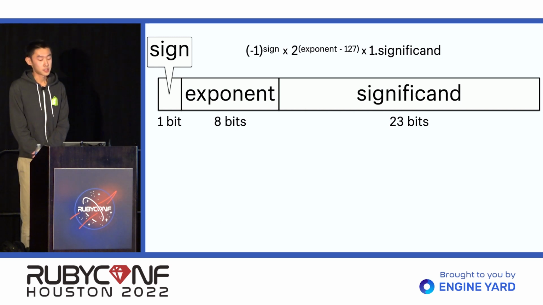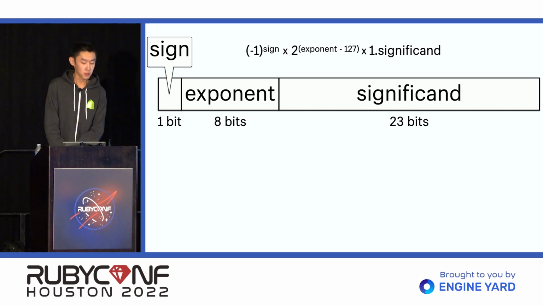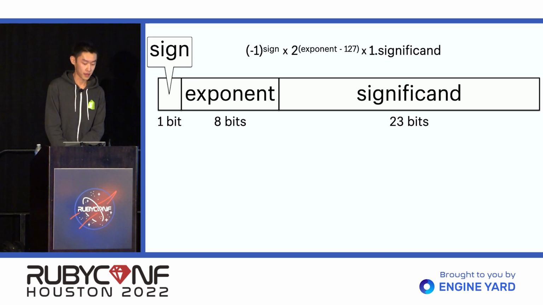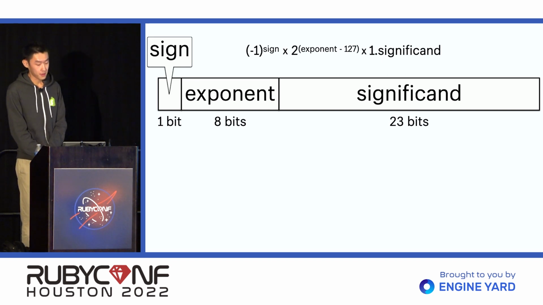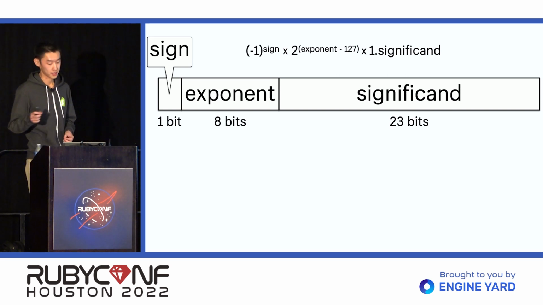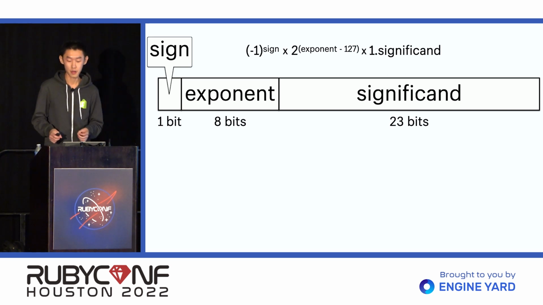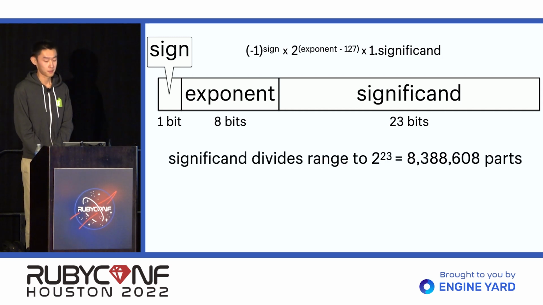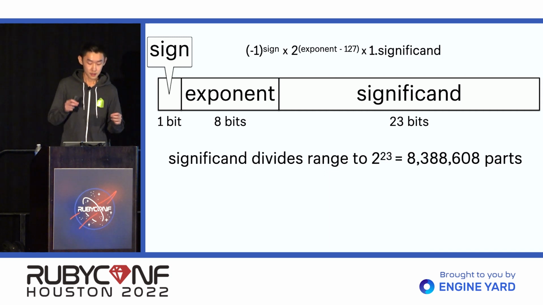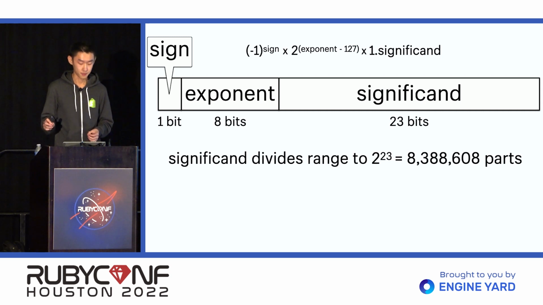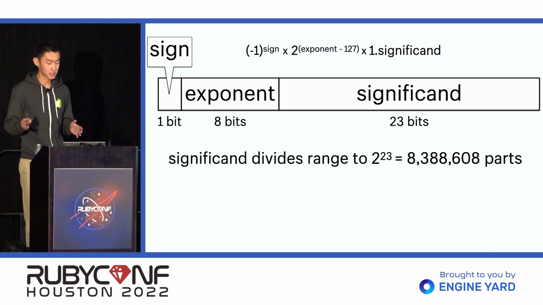Now that we know the range that the floating point number is in from the exponent part, the significand tells us where the number is in the range. Using 23 bits, the significand can range between 0 and 2 to the power of 23 minus 1. This divides the range into 2 to the power of 23 parts, which is about 8.4 million parts. The significand tells us how far into the range the floating point number lies, and the significand splits the range into 8.4 million even parts.